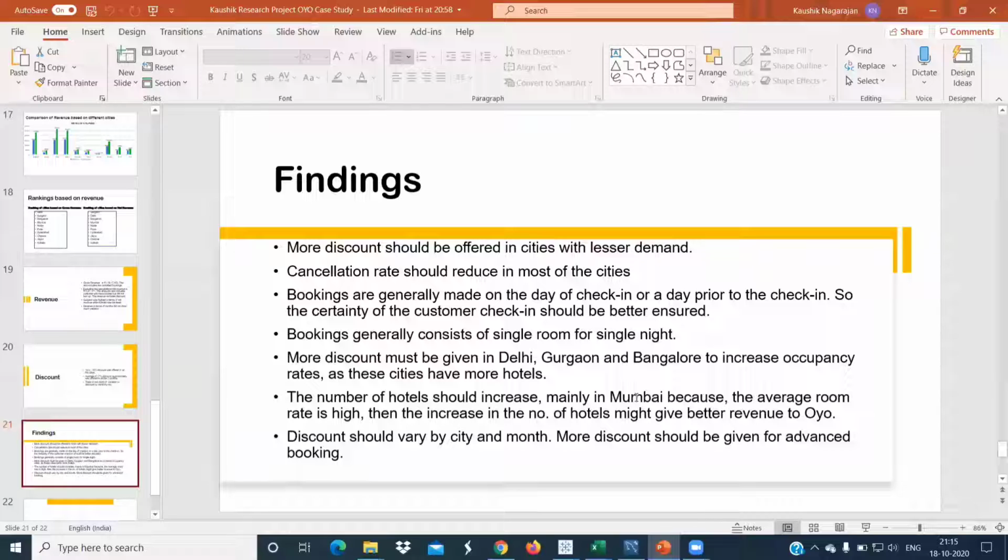Discount should vary by city and month. That is, the discount should be extremely dynamic in nature because every city would have different kinds of people and all months would have different varieties of people checking in.